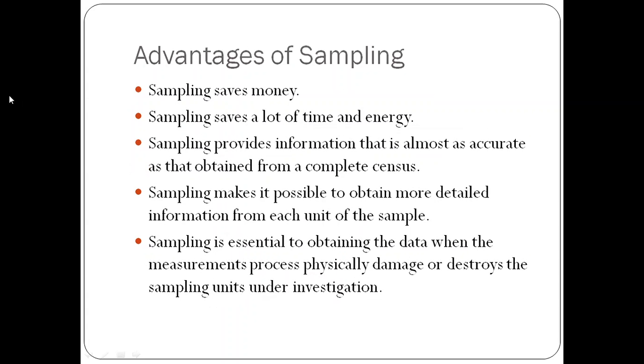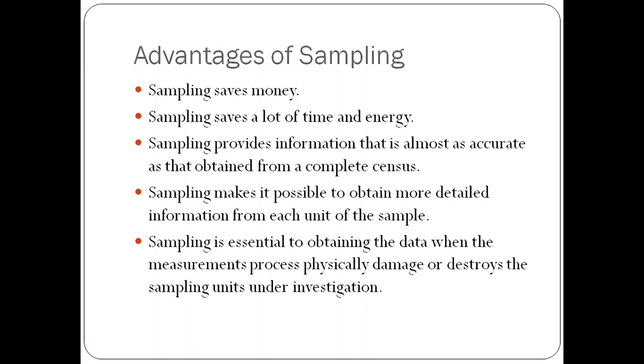Now, advantages of sampling. Sampling saves money. How does sampling save money? Because when you take the information from the whole population, or when you apply the census, it will need more resources, and of course money will be needed. So if you take a small part, you will save your money.